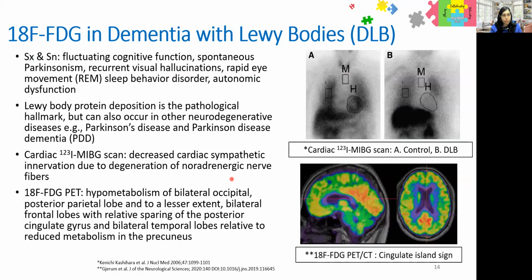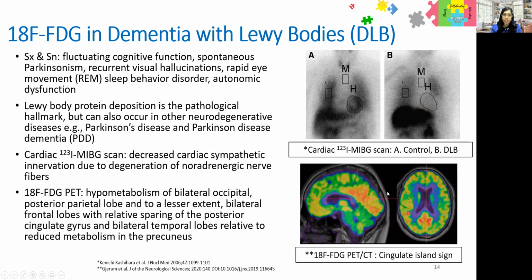18F-FDG in dementia with Lewy bodies: patients have the signs and symptoms of fluctuating cognitive function with spontaneous Parkinsonism and recurrent visual hallucinations. Cardiac iodine-123 MIBG scans may reveal characteristic features of DLB, whereby there will be decreased cardiac sympathetic innervation due to degeneration of noradrenergic nerve fibers, and therefore controls would have good cardiac uptake of the MIBG radiotracer, but in the DLB patient, there is absence of cardiac uptake.